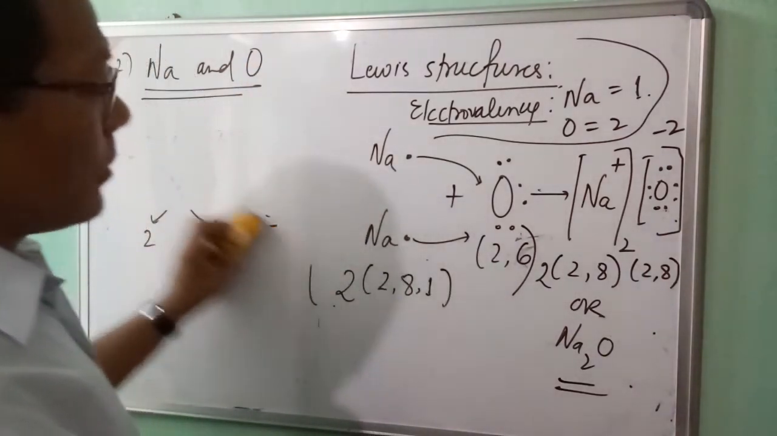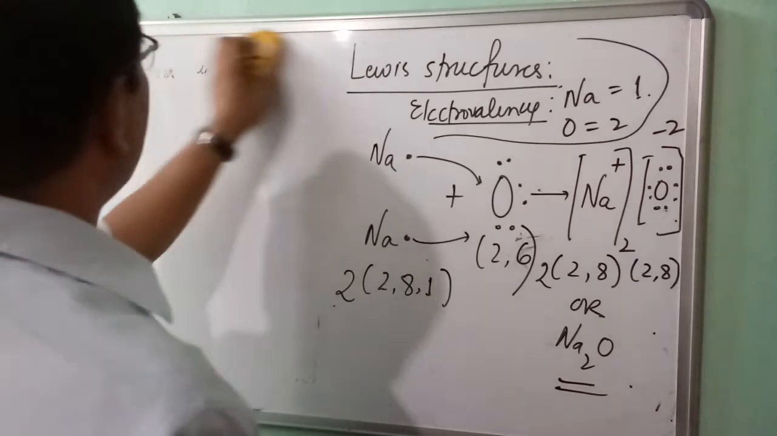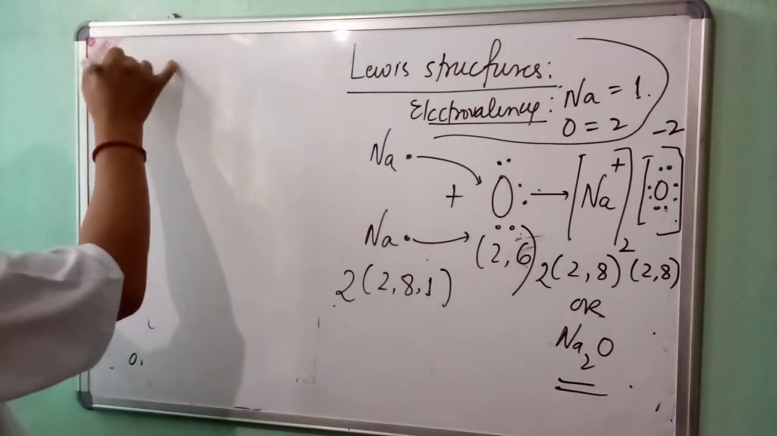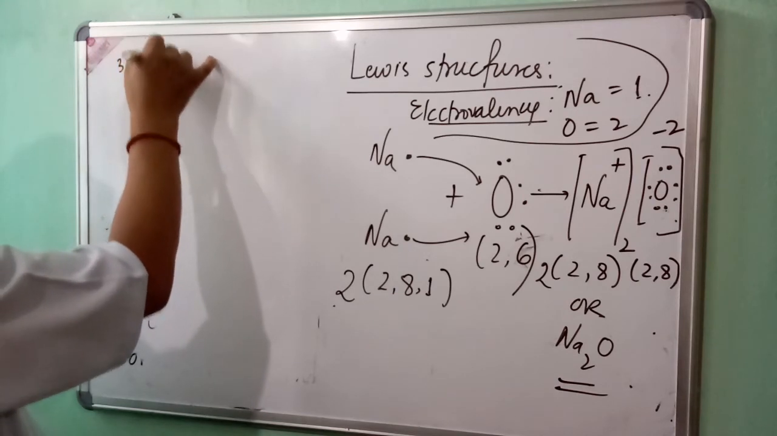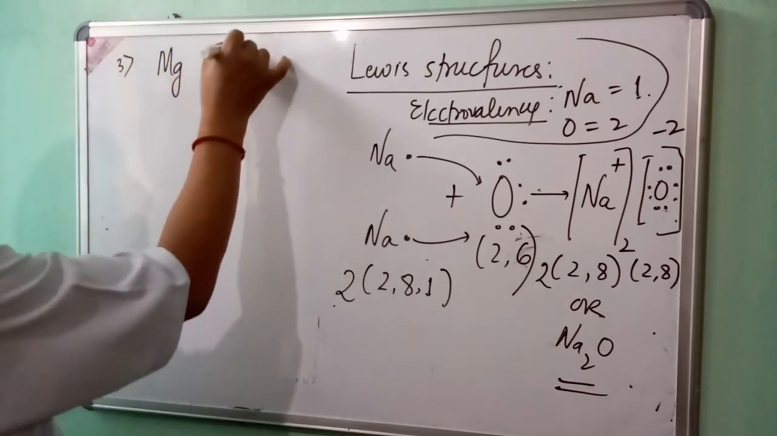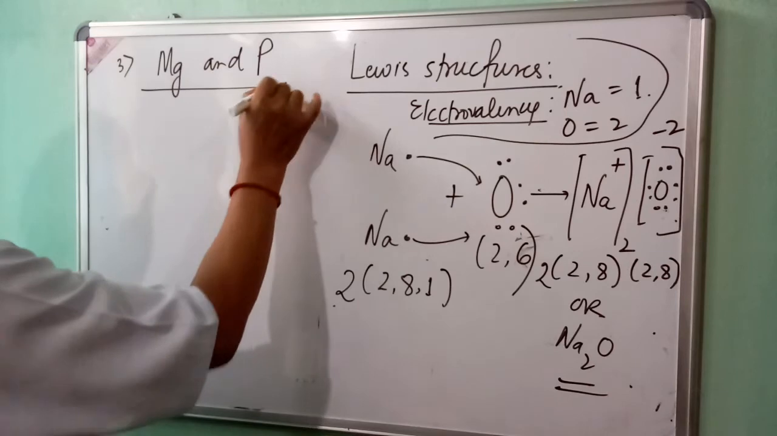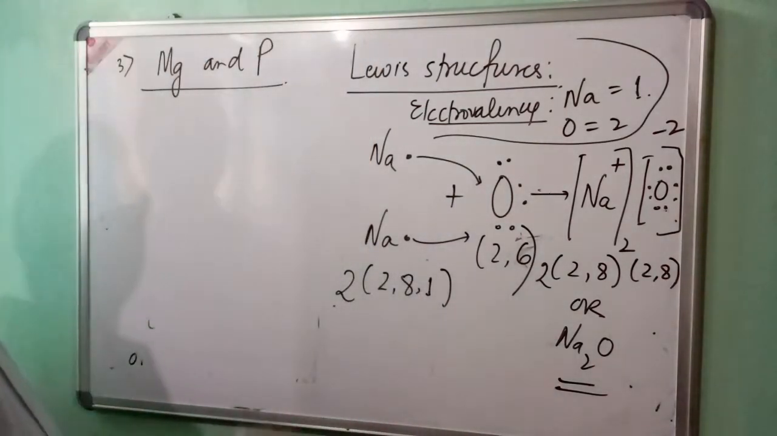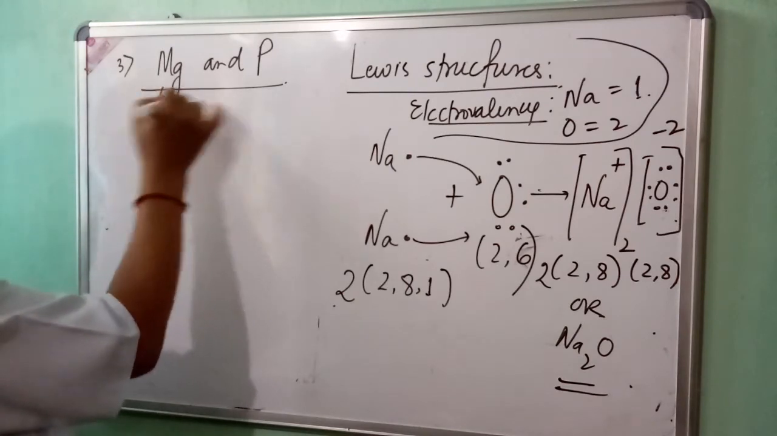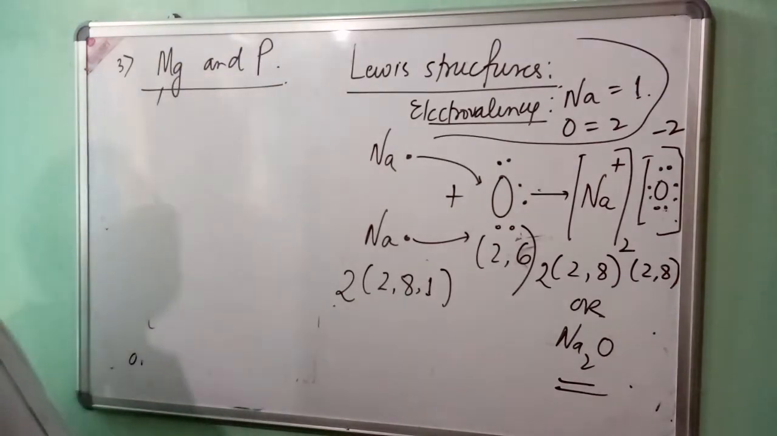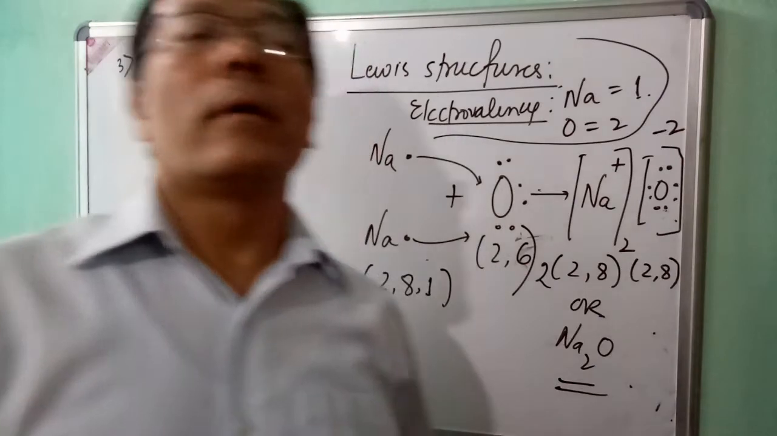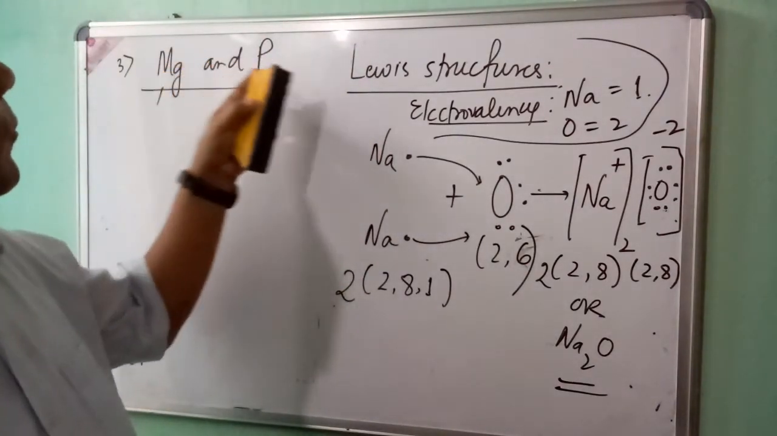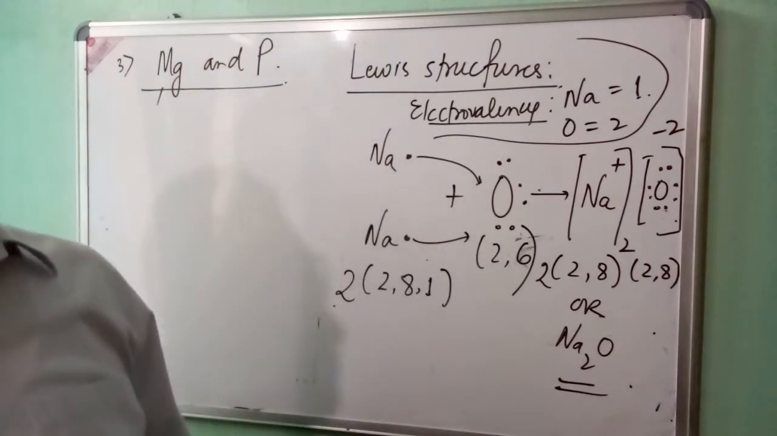Next, magnesium and phosphorus. Here, magnesium is a metal and phosphorus is a non-metal. First we write the formula of the compound formed by the combination of these two elements.